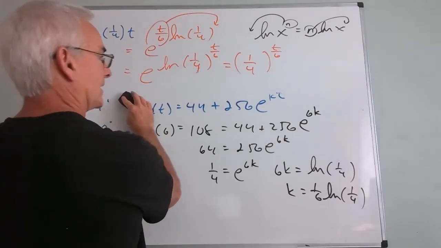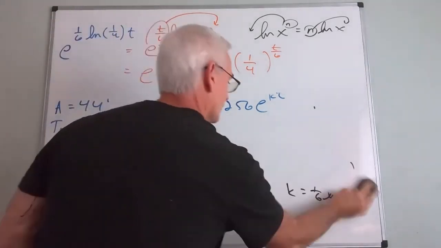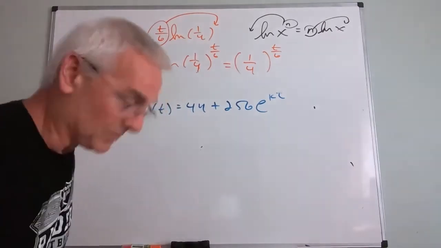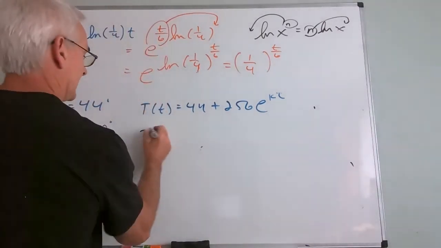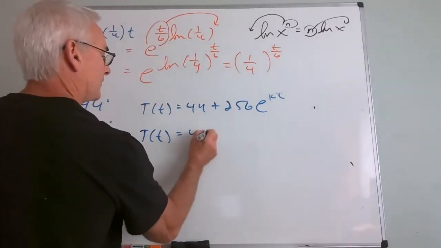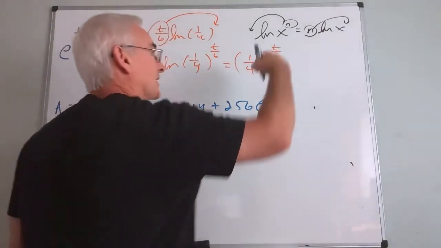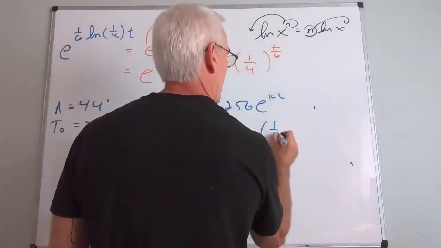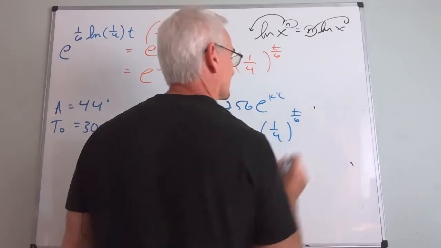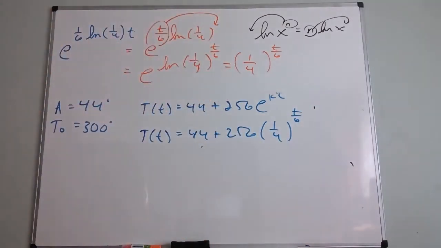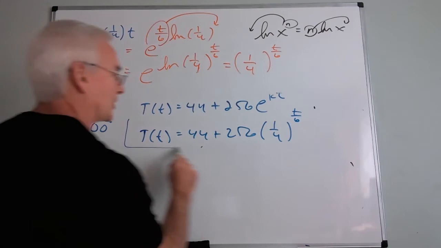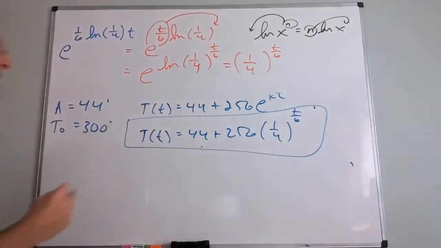I guess I can write it right. I'll put it under here so we don't lose where it came from. So now I know that T of t is 44 plus 256 times 1/4 to the t over 6. This is the general equation that will govern the temperature of this metal plate.